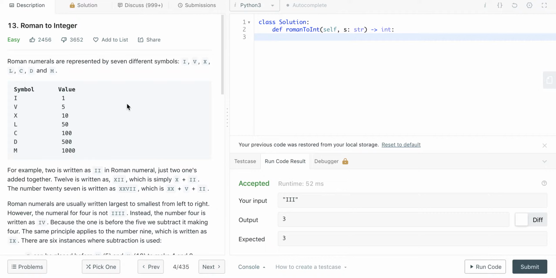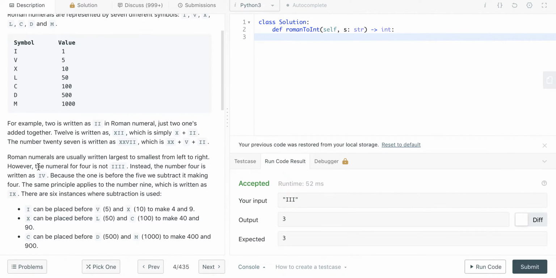Today, let's look at number 13, Roman to integer. Here we have several different Roman symbols, and they have their own value. Generally, Roman numbers are written largest to smallest from left to right, like XII, from larger to smaller. We just do the add calculation. We just use 10 add 1, and got 12.